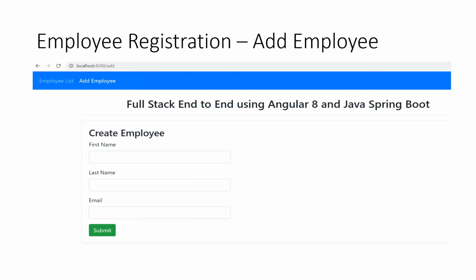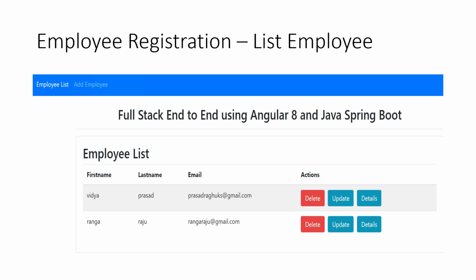On click of the add employee page, the user can enter the employee details. For the purpose of demonstration, we have taken just three fields, namely first name, last name and the email. On submission, it will go to a list page where the employee list would be displayed, and the list page has other functionalities like deletion, updation, and viewing the details of an employee.